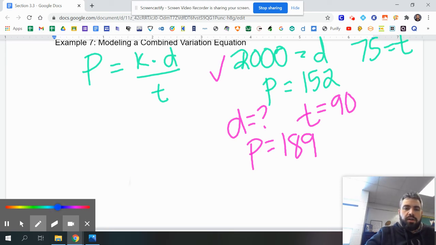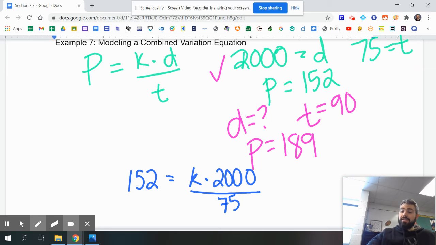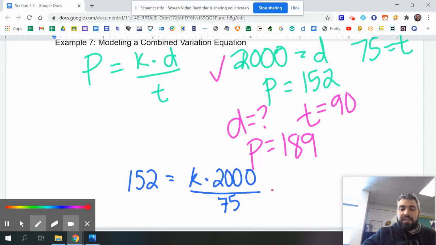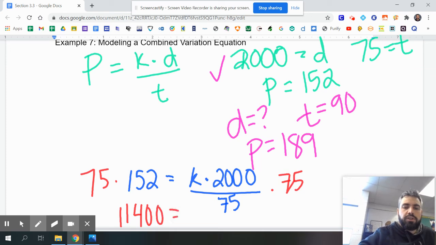All right, so the first one, we want 152 kilowatts of power is equal to K times 2,000 divided by 75. Now, how would you solve this problem for K? There's lots of different ways you can do it. In my opinion, the easiest is to multiply by 75. When we do that, 75 times 152 is going to be 11,400, which is equal to 2,000 K. Divide by 2,000.